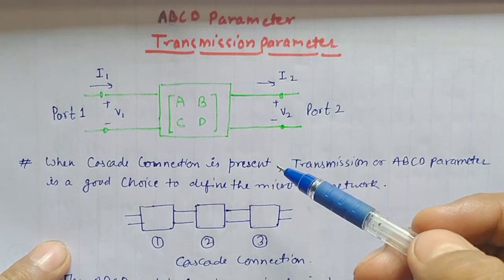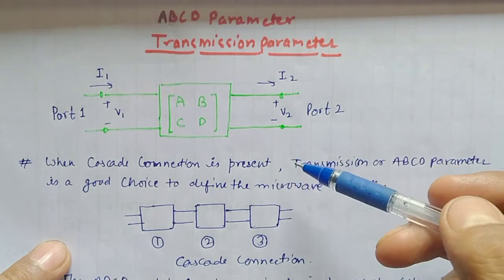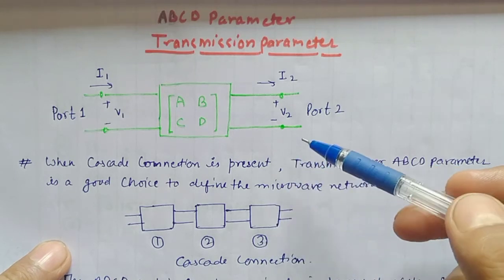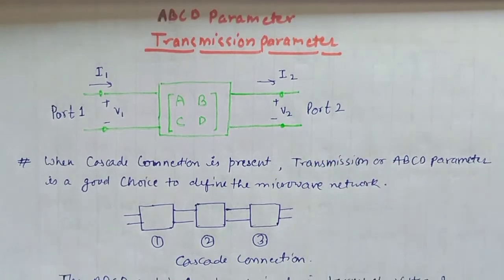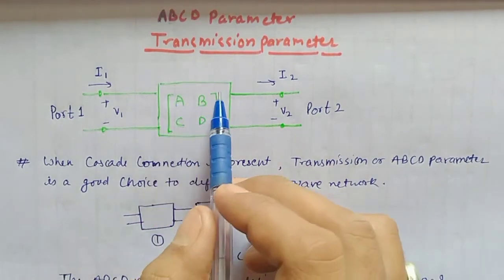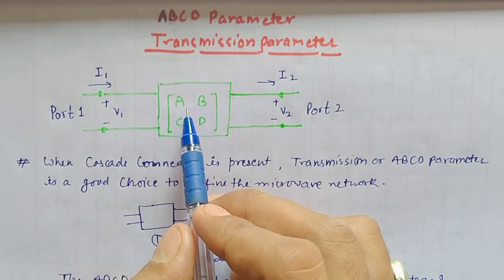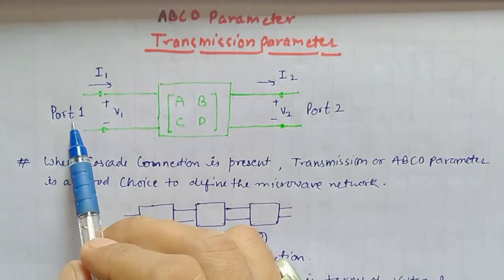Then I will give you certain advantages in terms of a Y network, where the element of Y will be connected in shunt, and for that also I will discuss the ABCD parameter, and then finally I will explain its application. So here I have taken a two-port network and I have defined the transmission parameter, which is nothing but ABCD, port 1 and port 2.